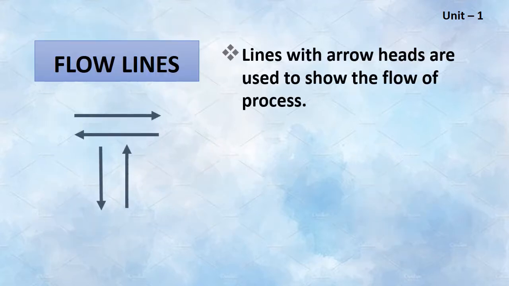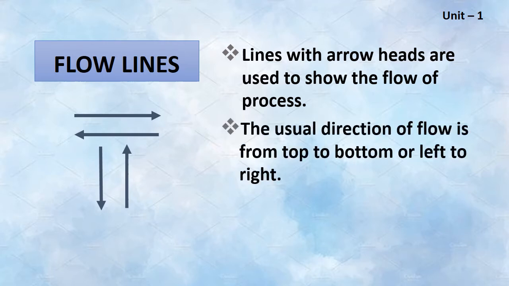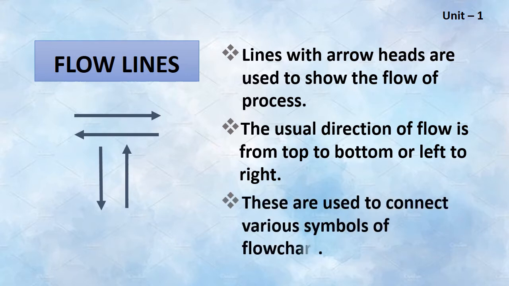Flow lines. Lines with arrowheads are used to show the flow of process. The usual direction of flow is from top to bottom or left to right. These are used to connect various symbols of flowchart.